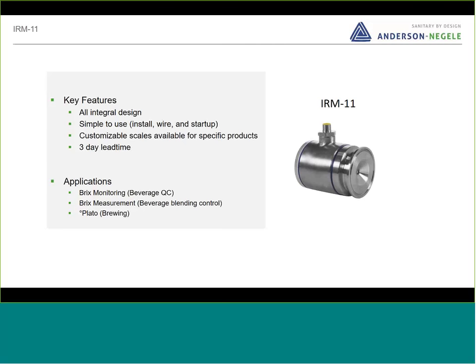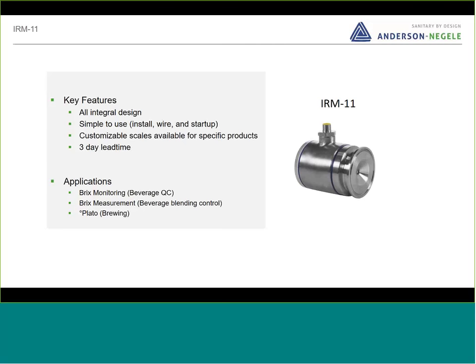So making it all integral means we don't have cables that we have to cut and wire to panels on the wall. We have a device with an M12 connector, and we run our 4-20 signal over to our control. Simple to use. So installation is as basic as clamping it into the line. Wiring can be either through a cord grip to the terminal or to an M12 connector, so it can be simply screwing on a molded cord set onto this device, and a very simple startup.